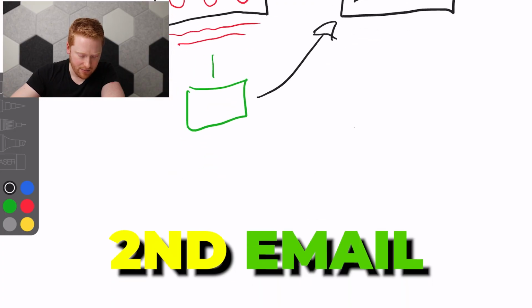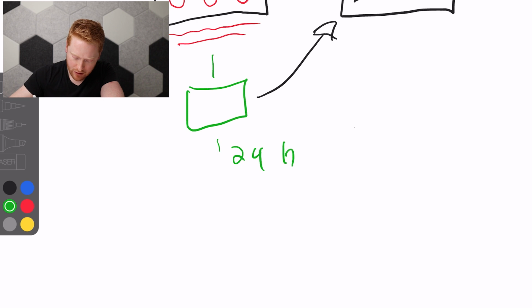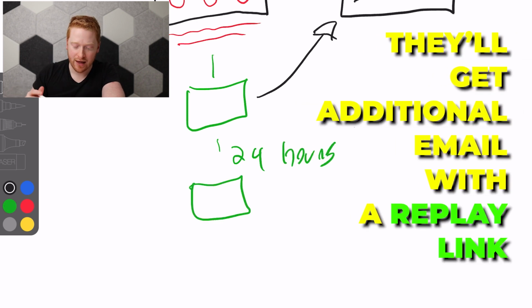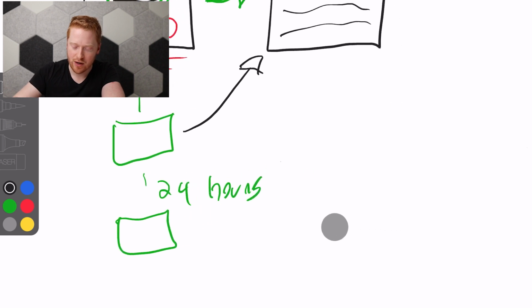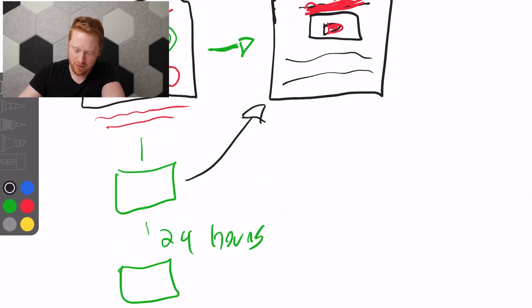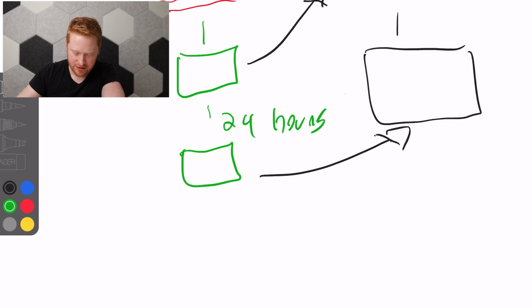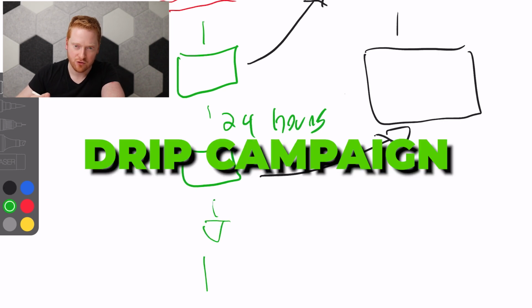The second email that we typically will send is after 24 hours. They'll get an additional email with a replay link, right? And typically that will just send them to a duplicate of this page here, but it's going to be slightly different. So this will send them here. And then over time, they're going to basically just be put into our email drip campaign so we can stay top of mind, give them additional value until they purchase a product.